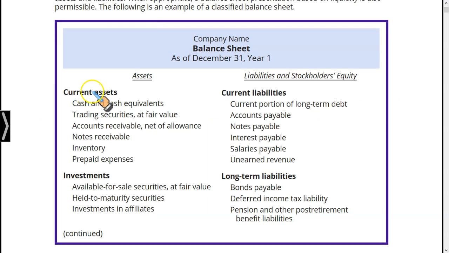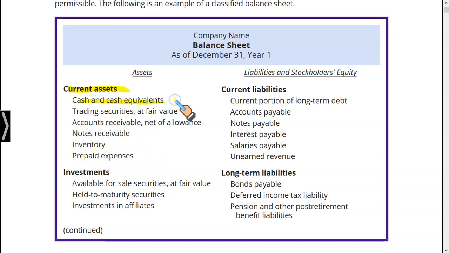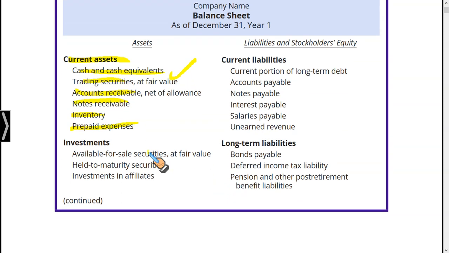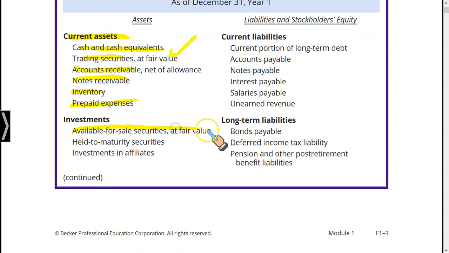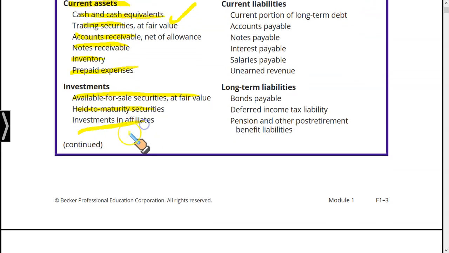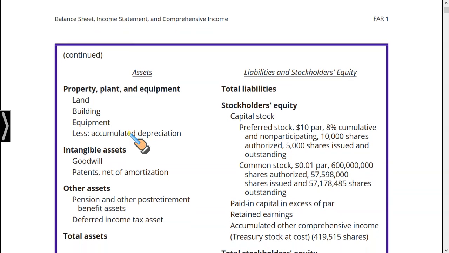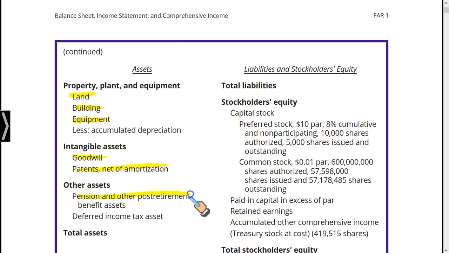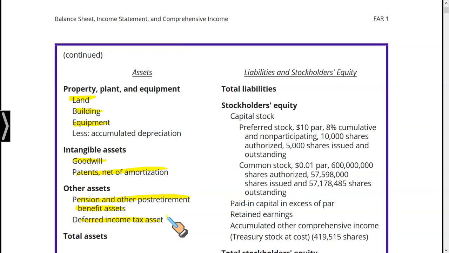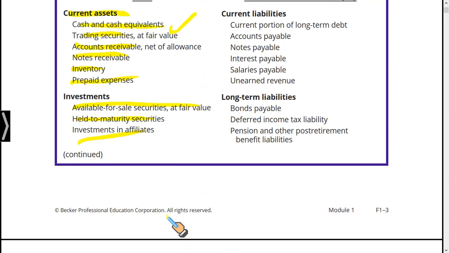Assets are segregated into current and non-current. Within current assets, you have cash and cash equivalents, trading securities at fair value, accounts receivable net of allowances, notes receivable, inventory, and prepayments. In investment classification, we have available-for-sale securities, held-to-maturity, investment in affiliates. And in the long-lived assets, also called property, plant, and equipment, or the fixed assets, we have land, building, equipment, goodwill and patent, that is intangible, and other assets, that is pension and other post-retirement benefits, deferred income. We are going to discuss each one of them in detail in the coming sessions.